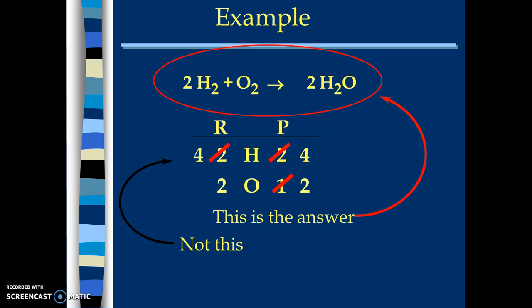So the answer that we're looking for in the balanced equation is the equation itself. The table is just to help you keep track of atoms. That's not part of your answer. That's just done off to the side.